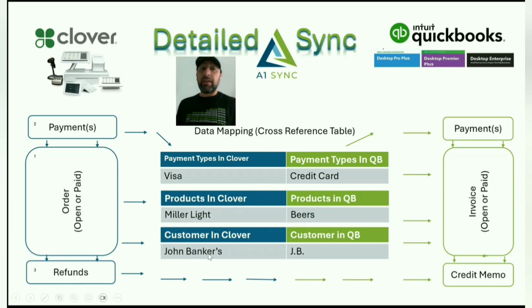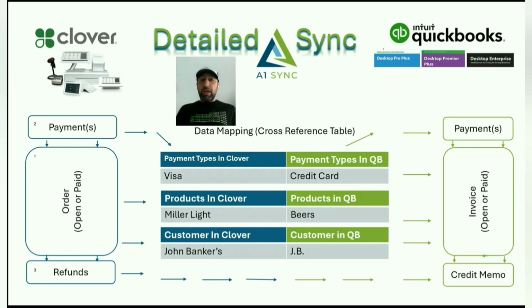Customer is the same thing, and the reason why you would want to have a cross-reference for customer, here's a perfect example, right? So you have John Bankers with an apostrophe S here on this side. Maybe that was not supposed to be there, but that's how it was entered by whoever was entering it in Clover. And then in QuickBooks, that customer is actually spelled out J.B. Right? So JB. So there it is. And so in a normal integration, that's going to crap out, right? Like, how do you know that John Bankers equals JB? With the cross-reference capabilities, you do.